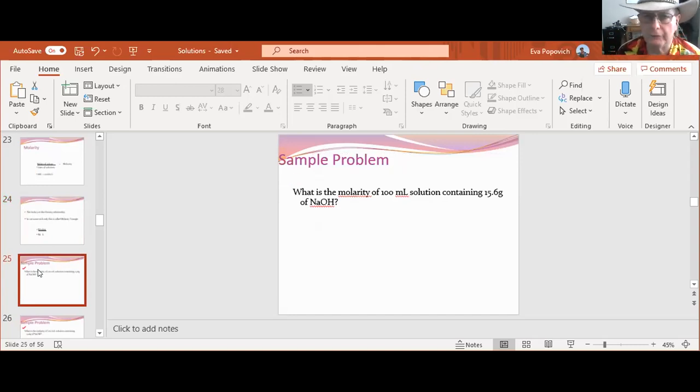With that in mind, what is the molarity of a 100 milliliter solution containing 15.6 grams of sodium hydroxide? Remember, molarity is moles per liter. How are we going to get moles?